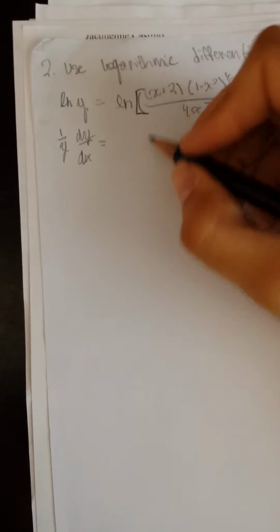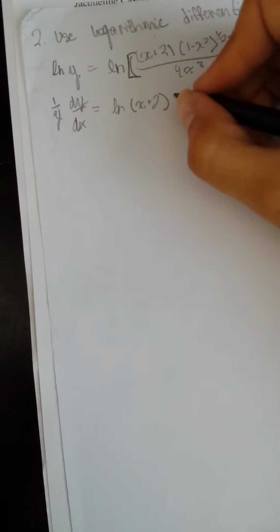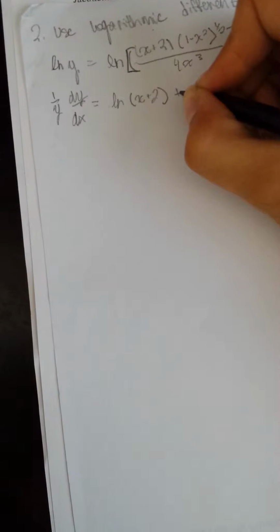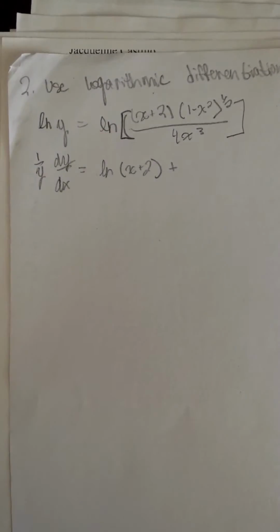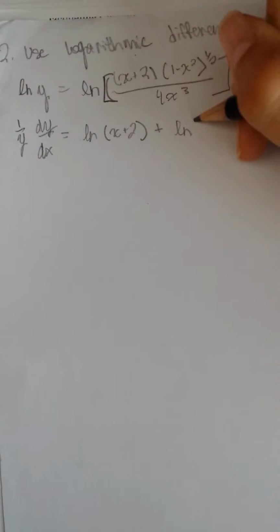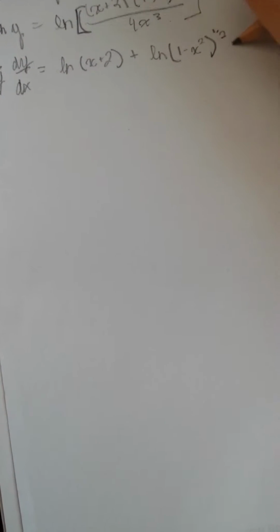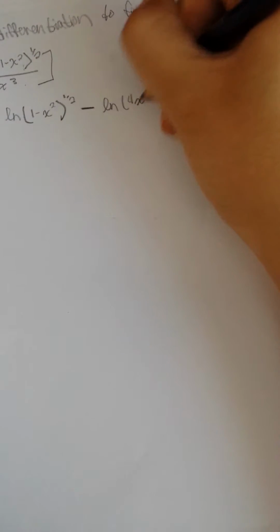So what you're going to do is ln the equations and do ln of x plus 2 plus, hold on, okay, yeah, so plus ln of this 1 minus x squared raised to the 1/2, and then because it's being divided, you're going to subtract. These were added because they were multiplied, this was subtracted because it's being divided. So minus ln of 4x cubed.